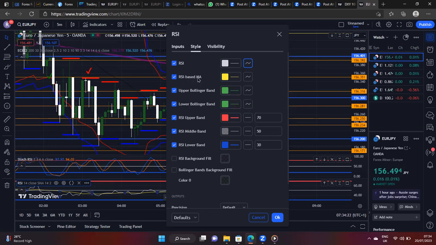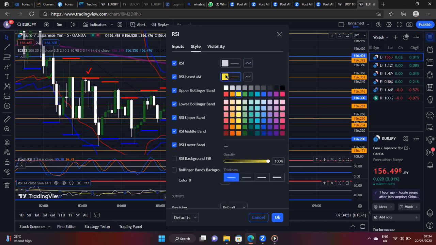Then RSI base MA. RSI base MA is this line here. Remember, we also have MA on the chart. RSI MA is just this yellow line across the white. Remember, there are two lines displaying here. The line across is just the RSI MA. You want to make that any color you feel like. It's not mandatory that you must make it yellow. You can make it blue, green, whatever you want. It all depends on you.